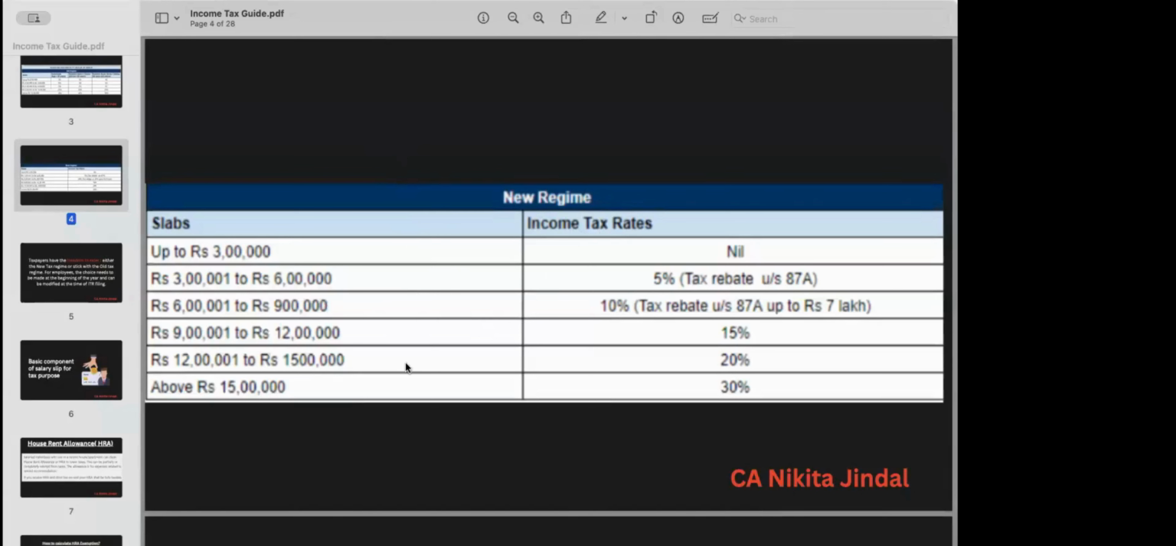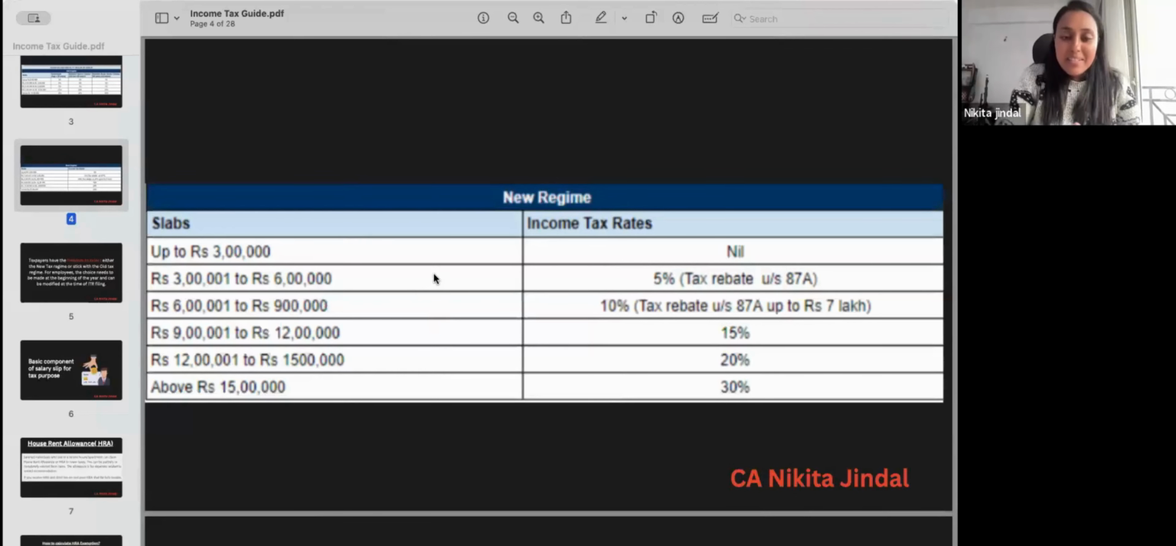So there's this question: a person with more than 25 LPA with no home loan, is the new tax regime the best option? Yes, that is the best option. If no home loan, the new tax regime is the best option.